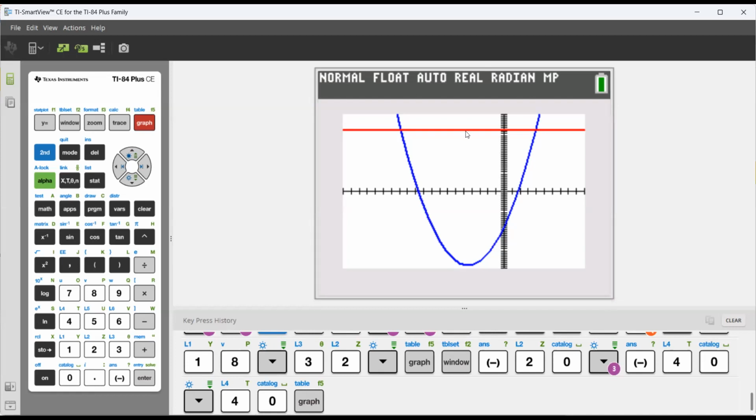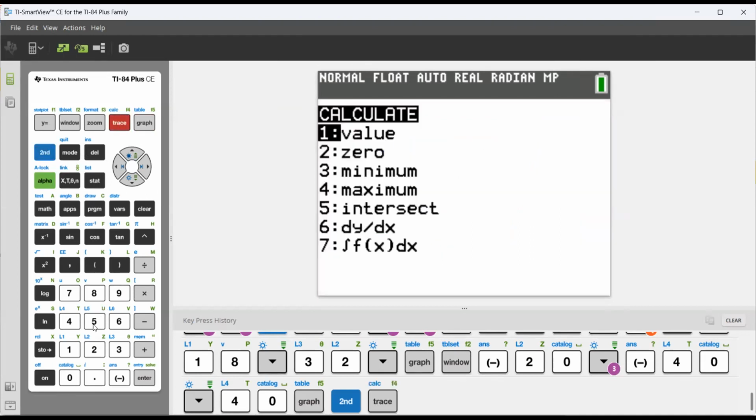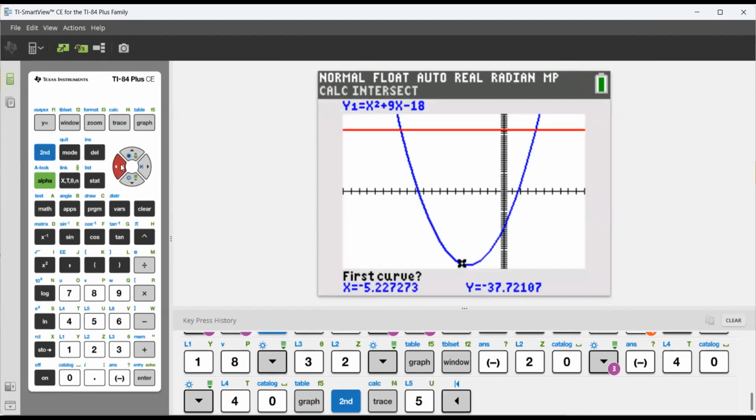So sketch the two equations. This is y equals 32, right? And this is our y1, which is what? X squared plus 9x minus 18. Now, how do I get my solutions, or how do I solve for my x? Second calc, 5. And I'm going to move it closer to the first one on my left. I think they should be fine. Enter, enter, enter. It's right on it, right? What is x? X equals -12.88.